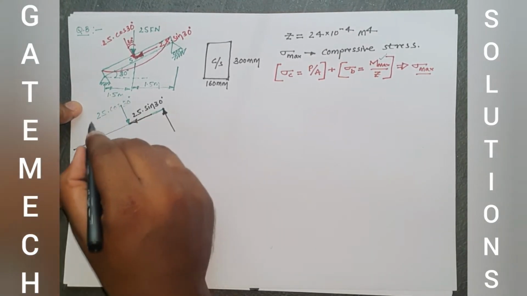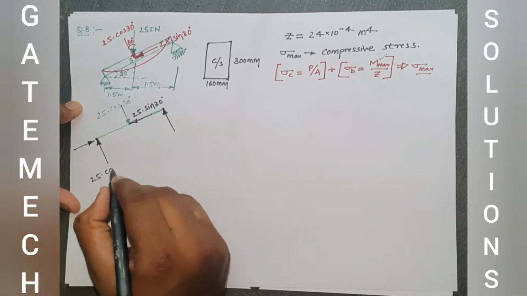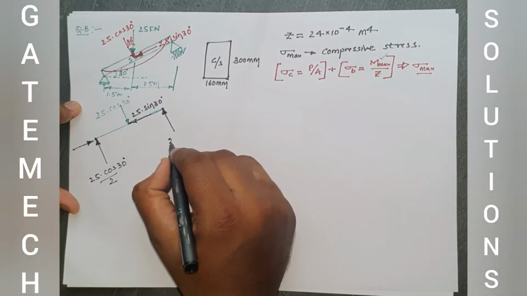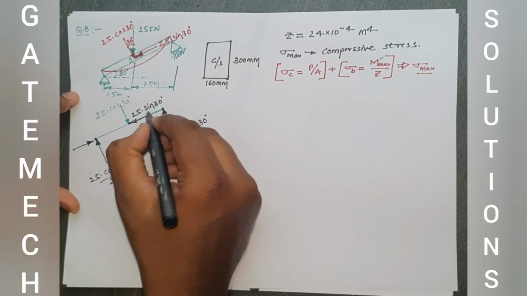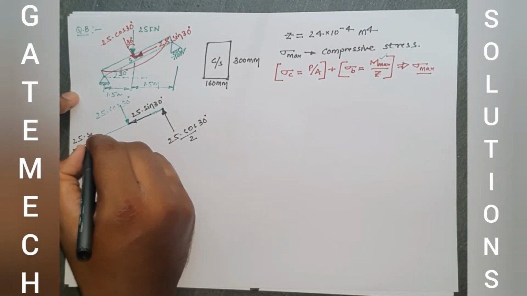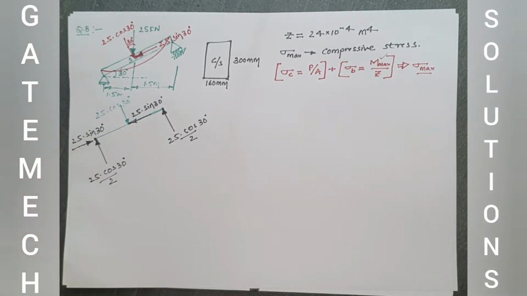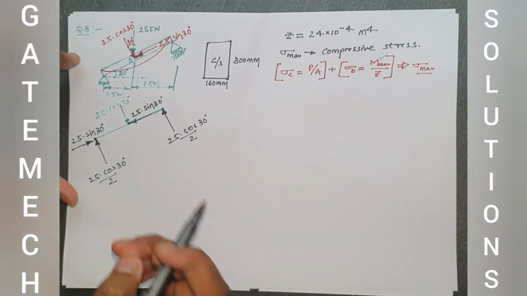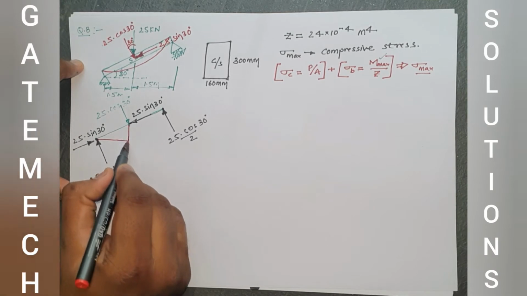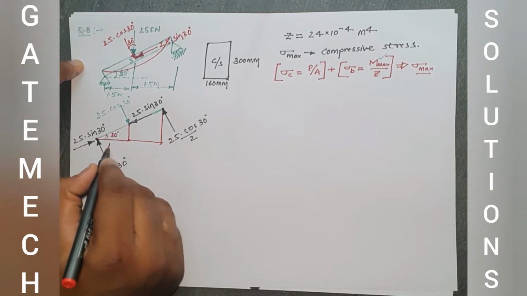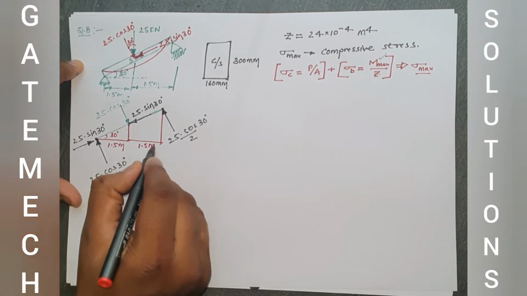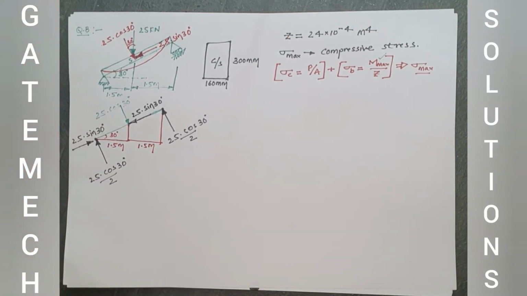Because of this symmetric load, this reaction will be 25 cos 30 divided by 2. So this is also exactly 25 cos 30 divided by 2. Because of this 25 sin 30, here the reaction will be 25 sin 30. Both are exactly equal because of equilibrium. Now, as we already know, this is 30 degree angle, this is 1.5 meter, this is also 1.5 meter. These distances are helpful to find the moments.